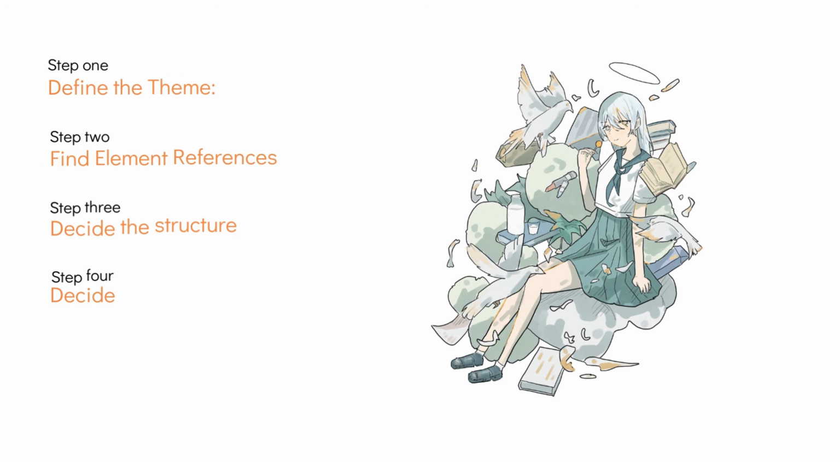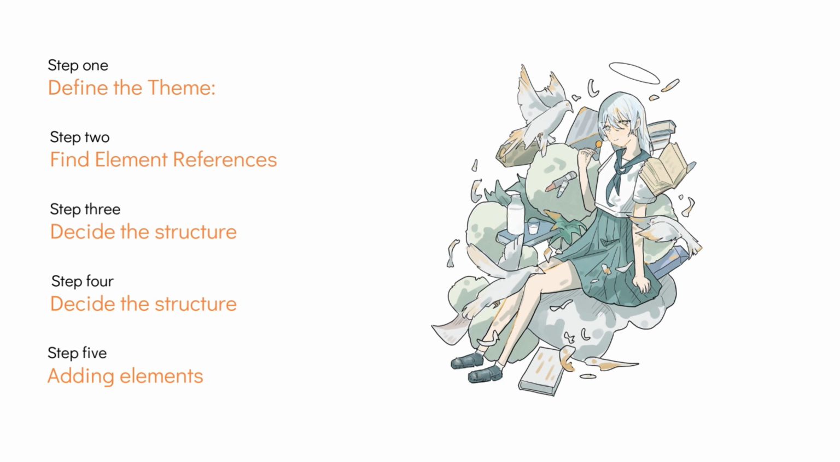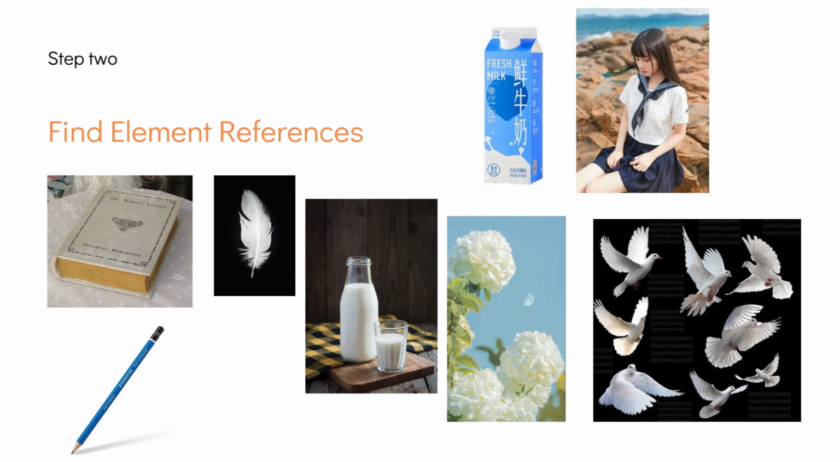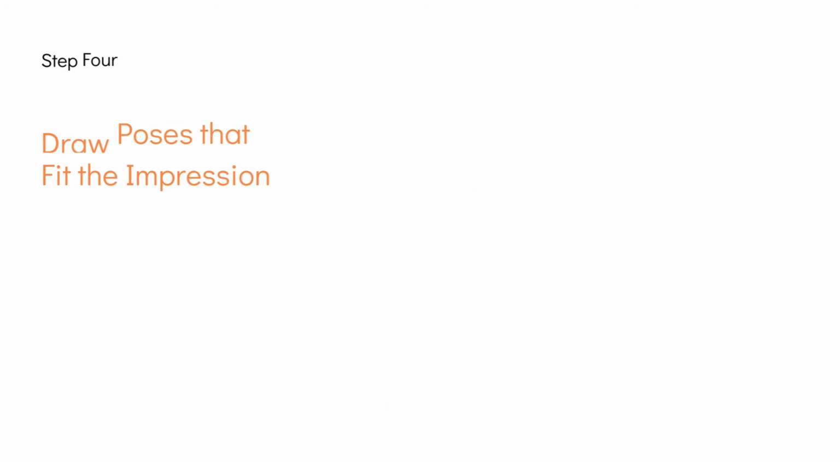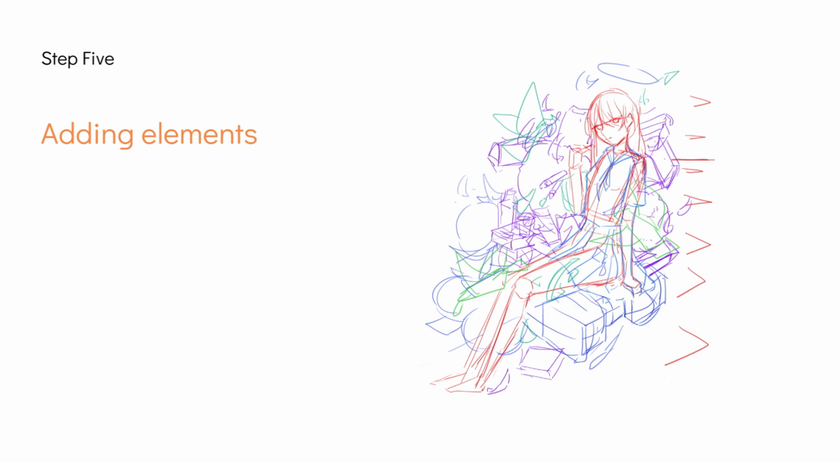Lastly, I'd like to share my process for creating artwork with a focus on graphic design. Step 1. Define the theme. The theme is the most important part. Once we've defined the theme, we know what elements to include in the illustration. Step 2. Find element references. Step 3. Define the main structure and trend lines. Step 4. Draw poses that fit the impression. Then, during the process of adding elements, find ways to create contrast and introduce points of interest.